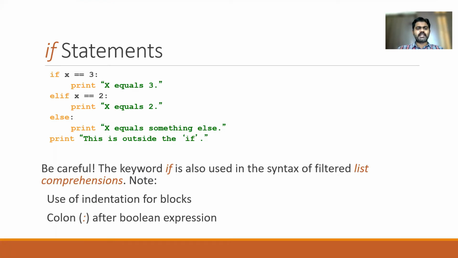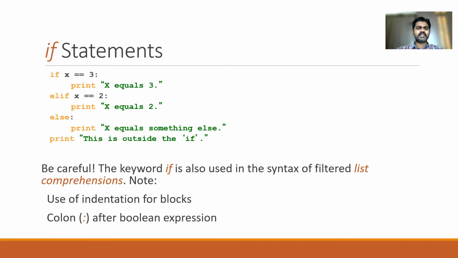If x double equal to 3, print x equals 3. If x double equals, else elif. So this is the if elif else part. Okay, so if x double equal to 3, print x equals 3. Elif x double equal to 2. What is elif? So in C programming we have else if, right?